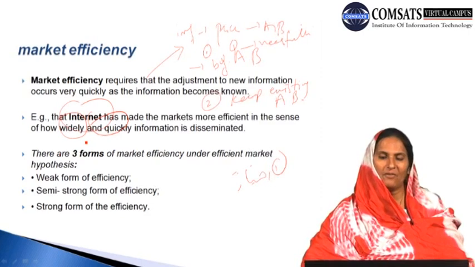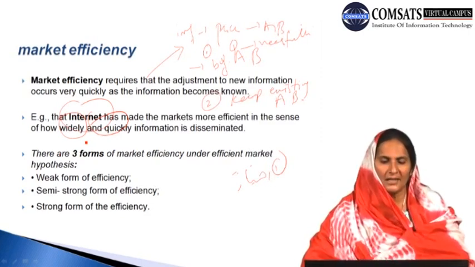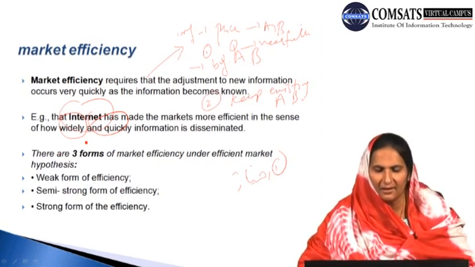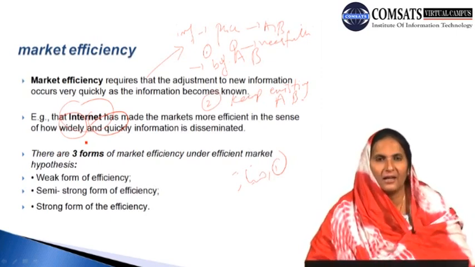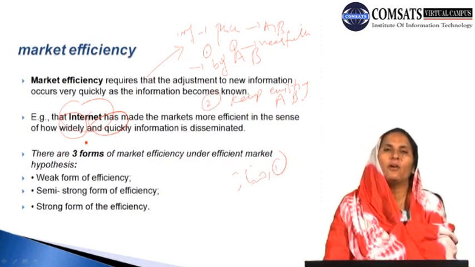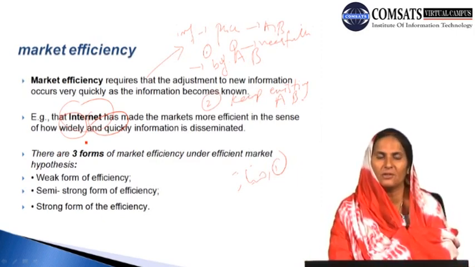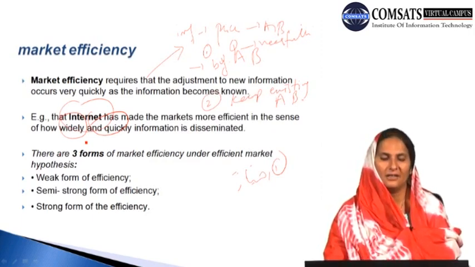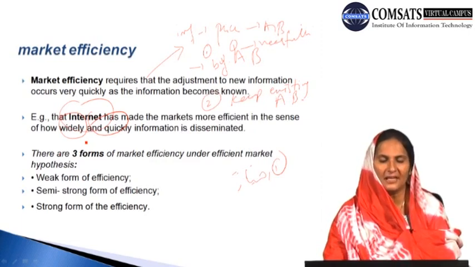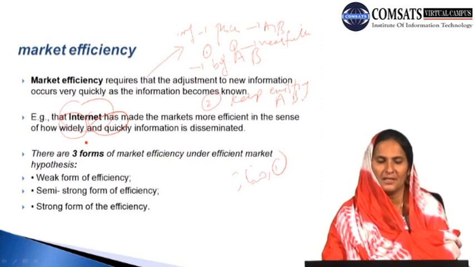So what type of information is available, what type of market efficiency exists? There are three forms of market efficiency under the efficient market hypothesis. With respect to the information available, with respect to the prices of the stocks, with respect to the fluctuation in prices, we can say that we have three important efficiencies under this hypothesis.